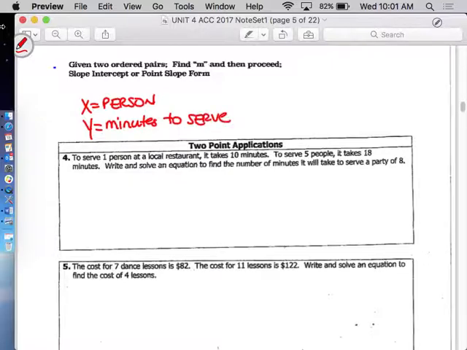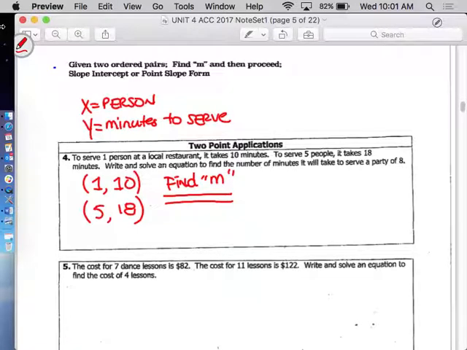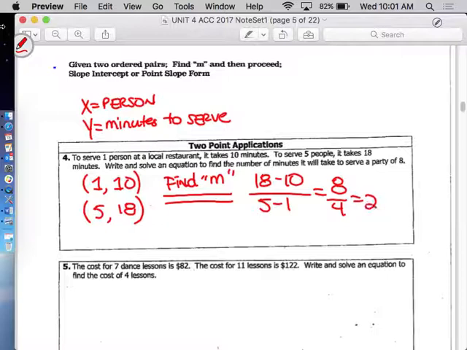So that means that my ordered pairs are going to be 1 and 10, and my other ordered pair is going to be 5 and 18. When I'm given a pair of points, the first thing I need to do is find the slope. What is the constant rate of change? So if I calculate the slope, that means 2. So I'm starting with the 2.